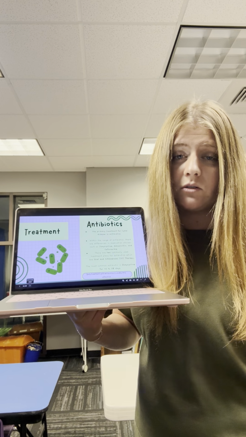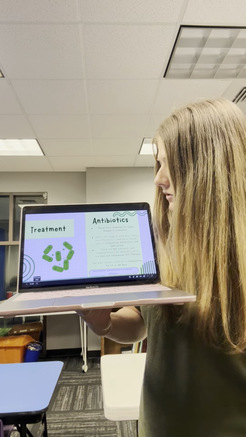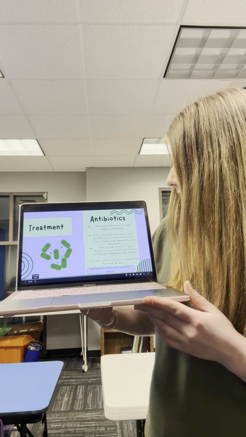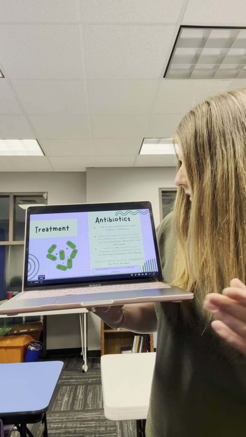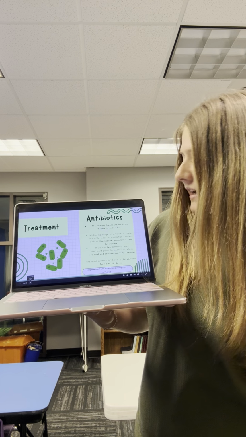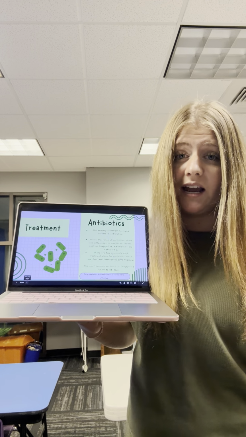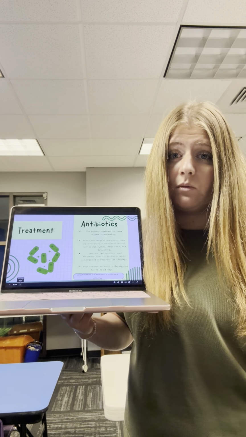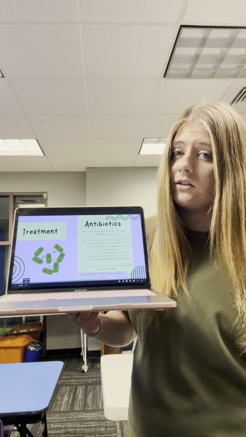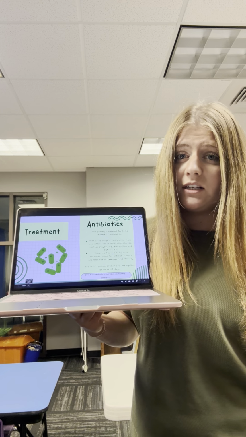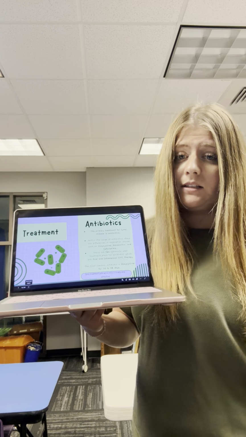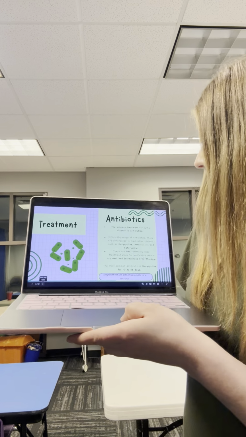In severe cases where it is left untreated, we do go to IV, but it's important to know that early treatment with antibiotics is the most effective. So we see 99% effectiveness when it's in the early stage, but when we get to the late stage, it is harder to cure. It is still curable, but it's a lot harder.